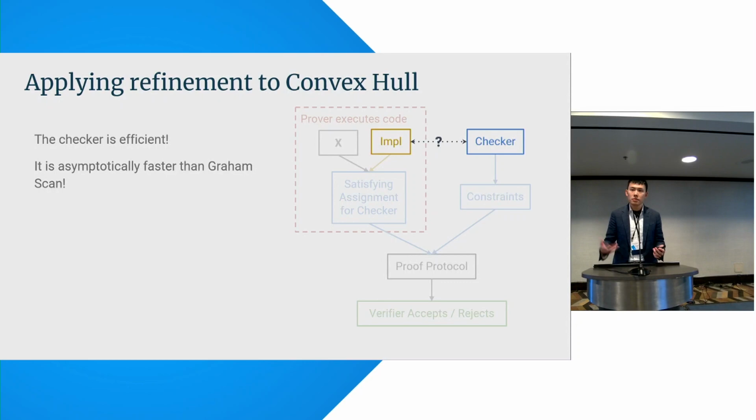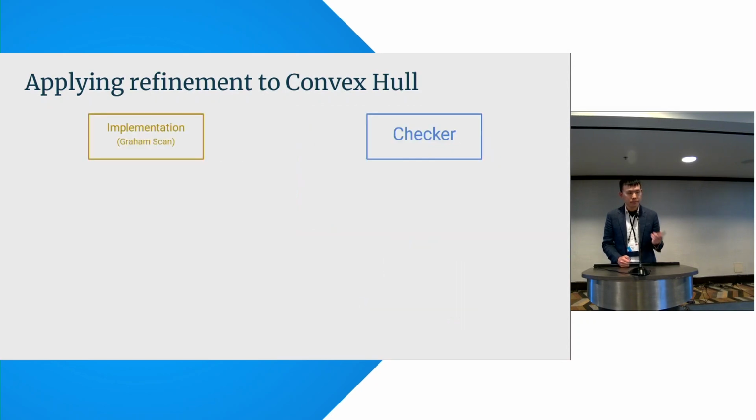For many people, this will be the end of the line of their work. But as we said earlier, there's still this missing gap. So how can we show that the output produced by Graham scan is going to be the same output accepted by the checker? Let's see how DeStefano uses refinement to show us this.